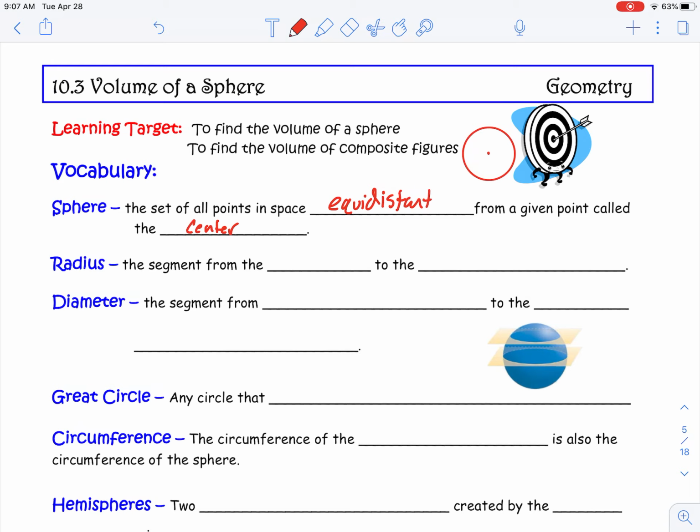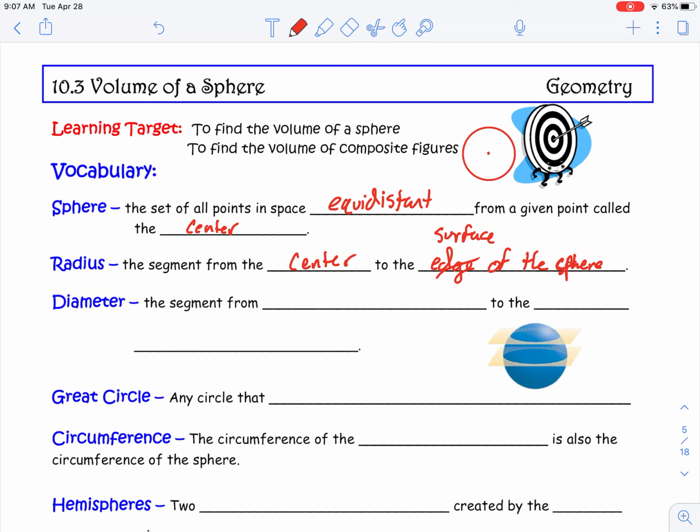And just like in a circle, the radius is the segment from the center to the edge of the circle. Or of the sphere, sorry. You could also say the surface of the sphere if you would prefer, in this case.